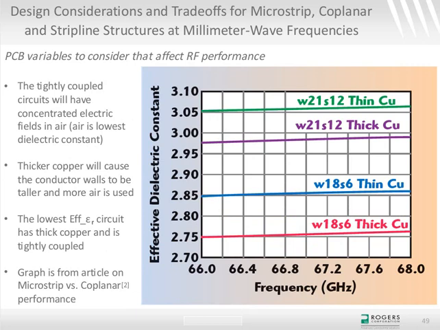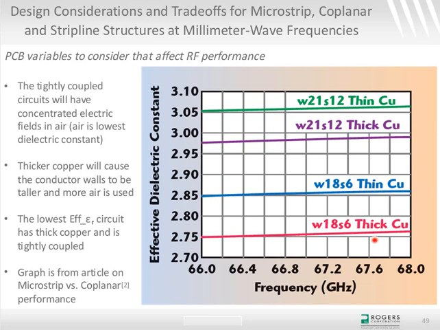And what's interesting, it did pretty much what I thought. So the W21S12, this is the widest space, so it's loosely coupled and thin copper. So it's not making as good use of the air, so to speak. And it's the highest effective dielectric constant. The circuits with the lowest effective dielectric constant were tightly coupled, 6 mil space, S6, and very tall walls between the ground signal ground. So you are making good use of the air.